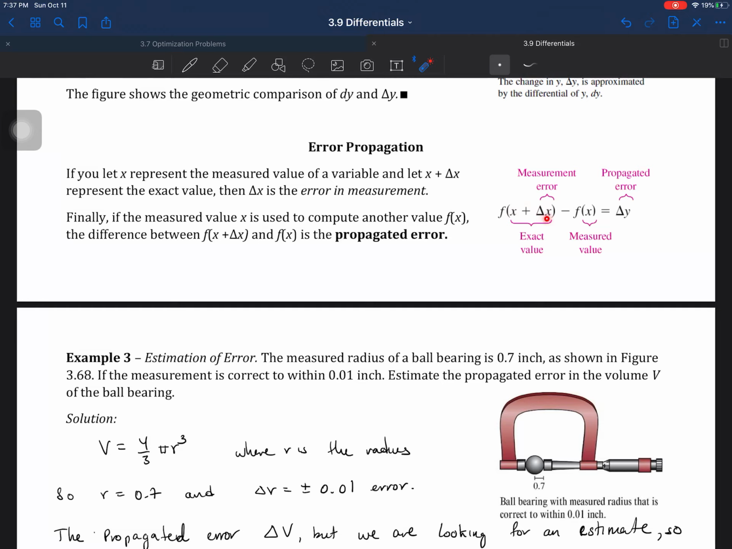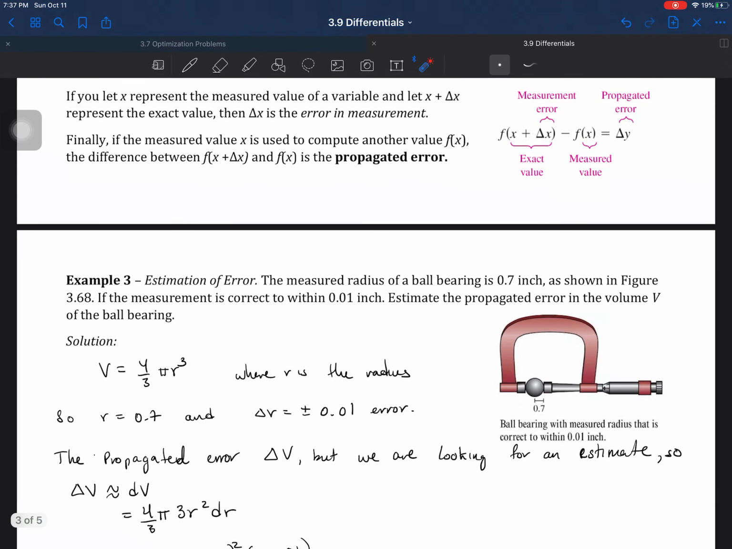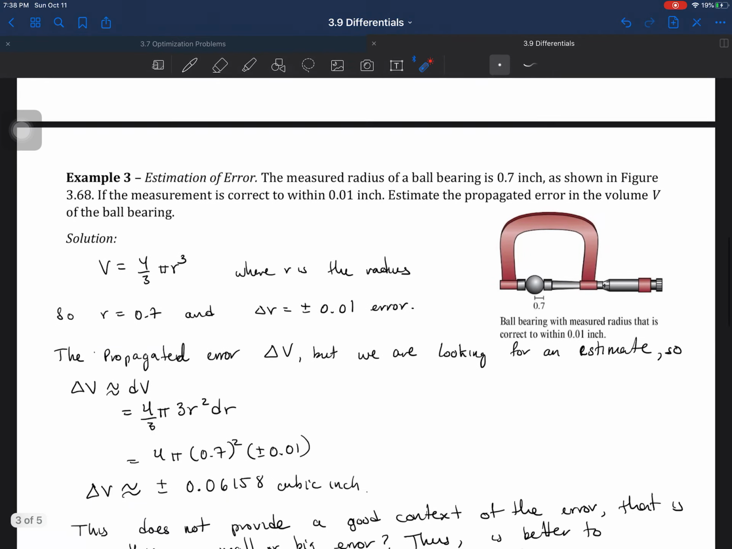In other words, the exact measurement put into the formula will give you an exact value, versus the measurement you actually took, which had some error. When you put it into the formula, you create an error overall, and the difference between those two is defined to be the propagated error. So think of the propagated error as the error at the end of the problem. Okay, so estimation of error.